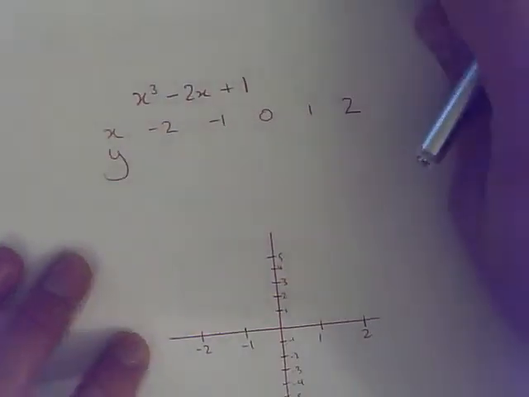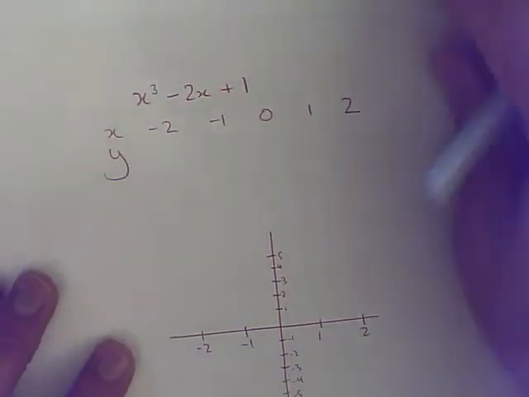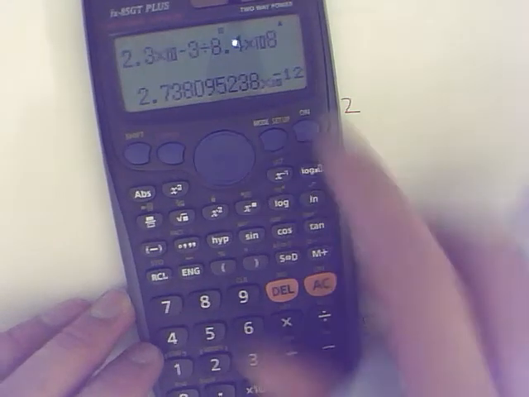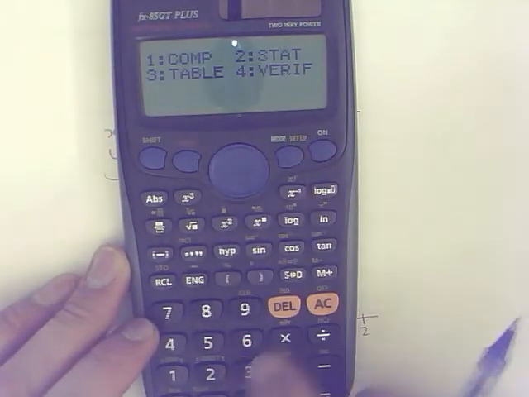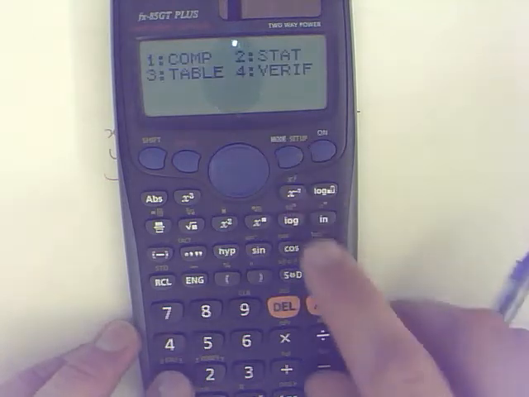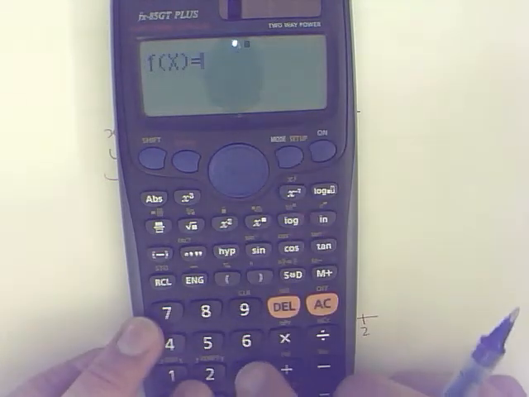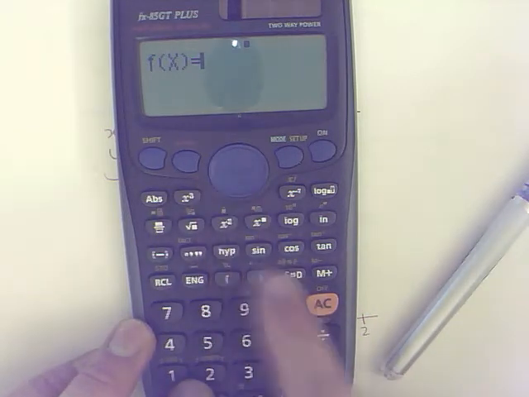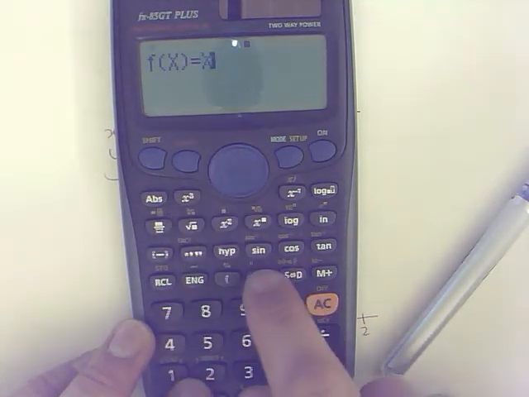On to the last question. If you have x cubed minus 2x plus 1, the easiest way to do this, if you have a calculator, is to program it. If we go to mode, and we want to pick table, you get that f of x thing. You've probably seen that sometimes and thought, oh no, my calculator's not working. To get out of it, you press mode and go back to 1 comp, but we want to have table, so we've got mode 3 again.